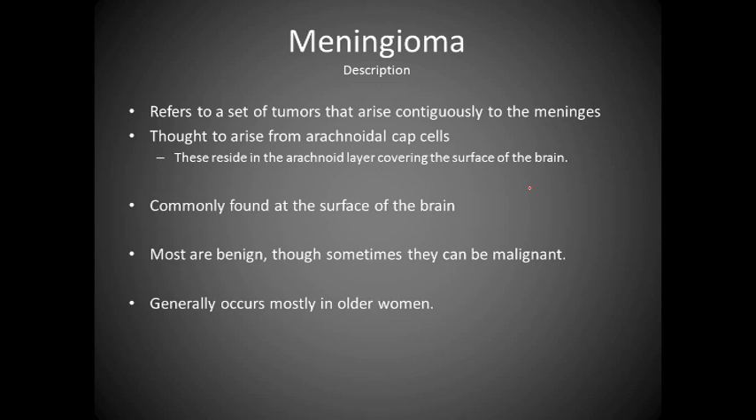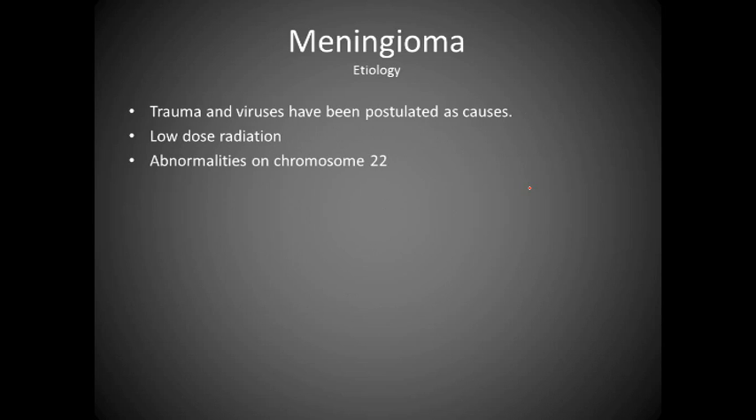So that brings us to a meningioma. Meningiomas refer to a set of tumors that arise contiguously to the meninges, and they're thought to arise from the arachnoidal cap cells. These reside in the arachnoid layer covering the surface of the brain, and they're commonly found at the surface of the brain. Most are benign, though sometimes they can be malignant. And generally, they occur in mostly older women. For some reason, meningiomas target older women versus any other age group.